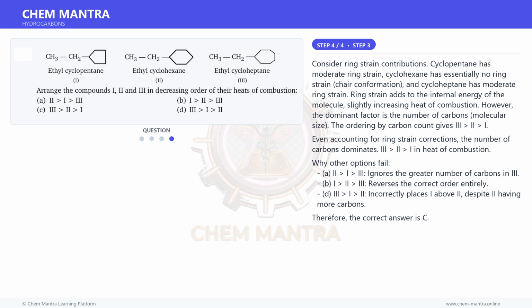Why other options fail? A. 2 > 1 > 3 ignores the greater number of carbons in 3. B. 1 > 2 > 3 reverses the correct order entirely. D. 3 > 1 > 2 incorrectly places 1 above 2 despite 2 having more carbons.